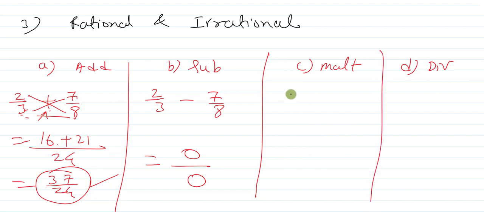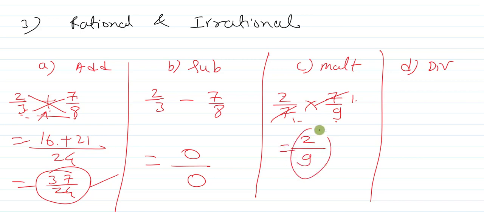Now if we multiply two rational numbers, what will happen? 2 by 7 into 7 by 9. This 7 will get cancelled. That is 7 ones are 7, 7 ones are 7. Okay. So 2 into 1, 2. 1 into 9, 9. So the answer will again be a rational number. That means if we multiply two rational numbers, the answer will be a rational number.